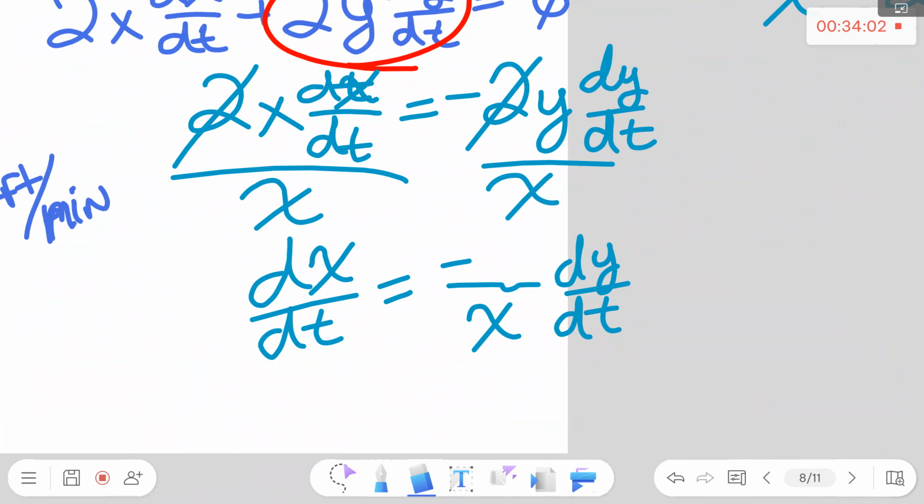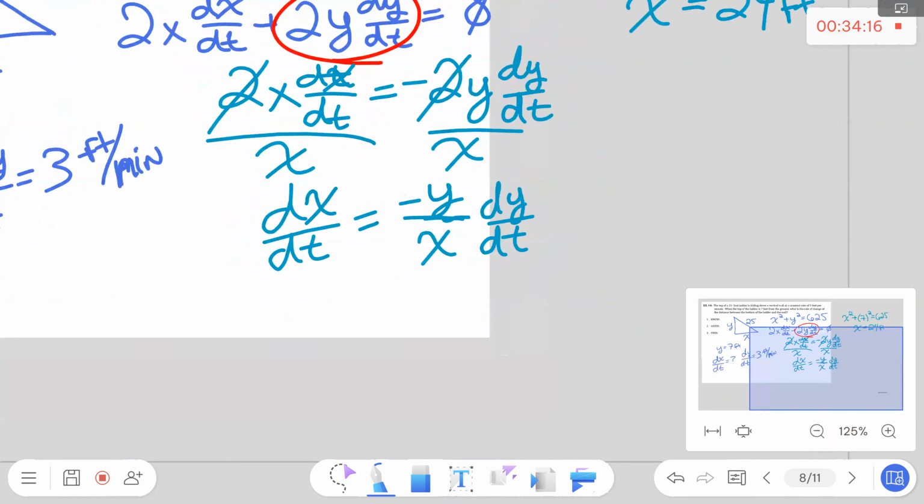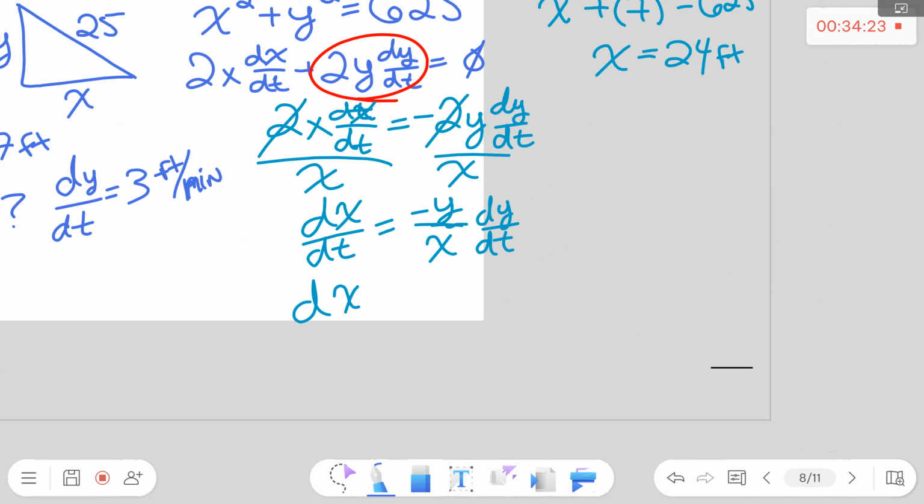Sometimes I write just a little too fast for the board to recognize what it is. Can I evaluate this now? Sure can. So we got dx over dt evaluated when y equals 7, x equals 24, and what's the other number we got? dy over dt is 3.